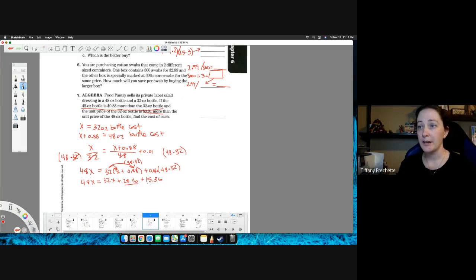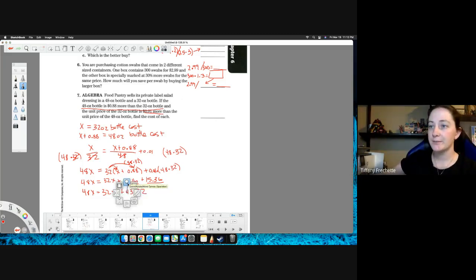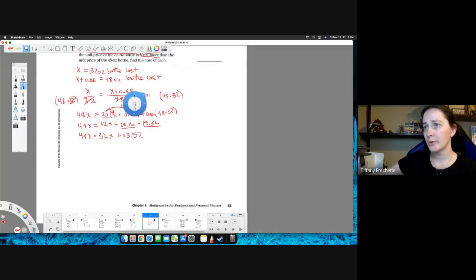All right, so hopefully this is already starting to look a little less crazy than the original problem up here, because we can start to combine some like terms. So we have 48x equals 32x, and we're simply going to add these two together, so 15.36 plus 28.16. There we go, 43.52. All right, so now we're getting down here where we only have a couple steps left. We want to get these x's on the same side. They're on opposite sides of the equal sign. One's on the left, one's on the right.